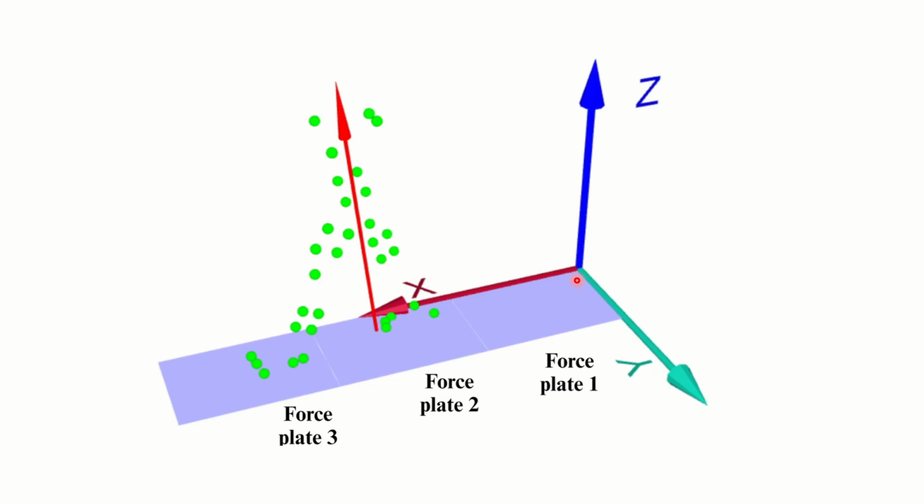Make sure every trial has the same consistent global origin, and define your axes X, Y, and Z, X being anterior-posterior, Y being medial-lateral, and Z being the vertical axis. But these definitions may change based on your motion capture system.